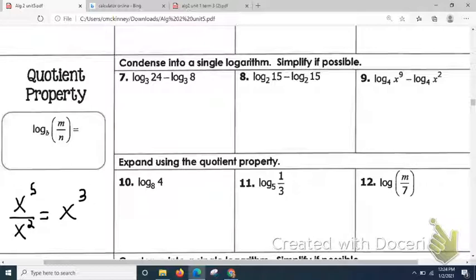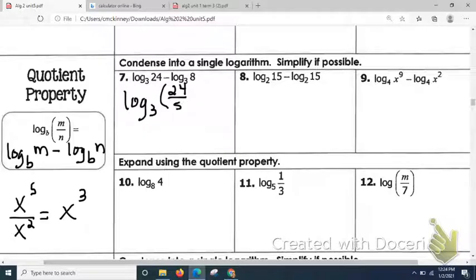If I was to rewrite this, it would be the same as log base b of m minus log base b of n. The one on the bottom needs to be the one after the subtraction sign. So here, this is log base 3 of 24 over 8, which is also the same thing as just log base 3 of 3. Anytime those two numbers are the same, the whole thing simplifies to have no log and just equal 1.